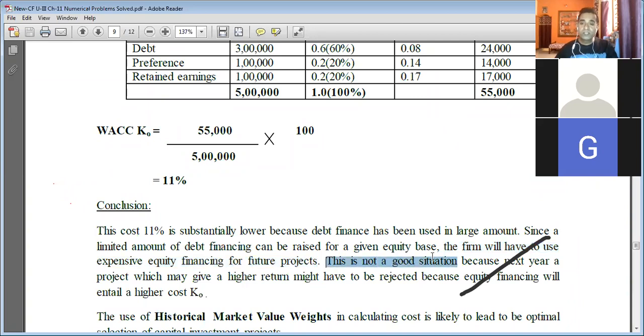This is not a good situation because next year a project which may have a higher return, for example 12%, has to be rejected because equity financing will entail a higher cost of capital. Say, for example, the cost of capital where higher equity capital is used may become 13% or 14%. So even a project which is going to generate a return of 12% has to be rejected because of higher use of equity capital in the future period, not present.